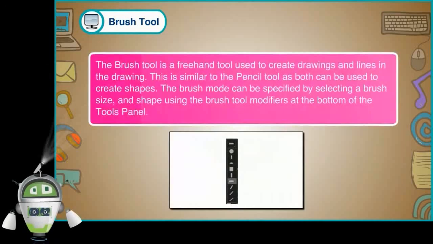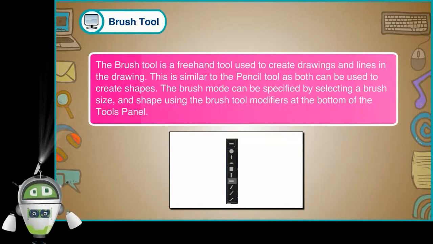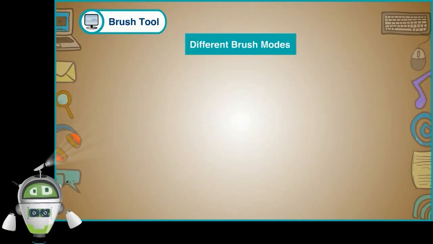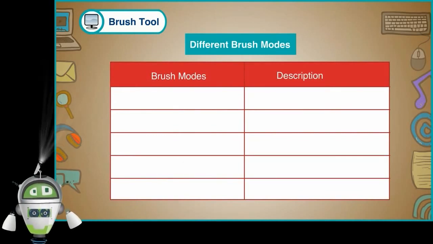Brush tool. The brush tool is a freehand tool used to create drawings and lines in the drawing. This is similar to the pencil tool as both can be used to create shapes. The brush mode can be specified by selecting a brush size and shape using the brush tool modifiers at the bottom of the Tools panel. Different brush modes, descriptions.